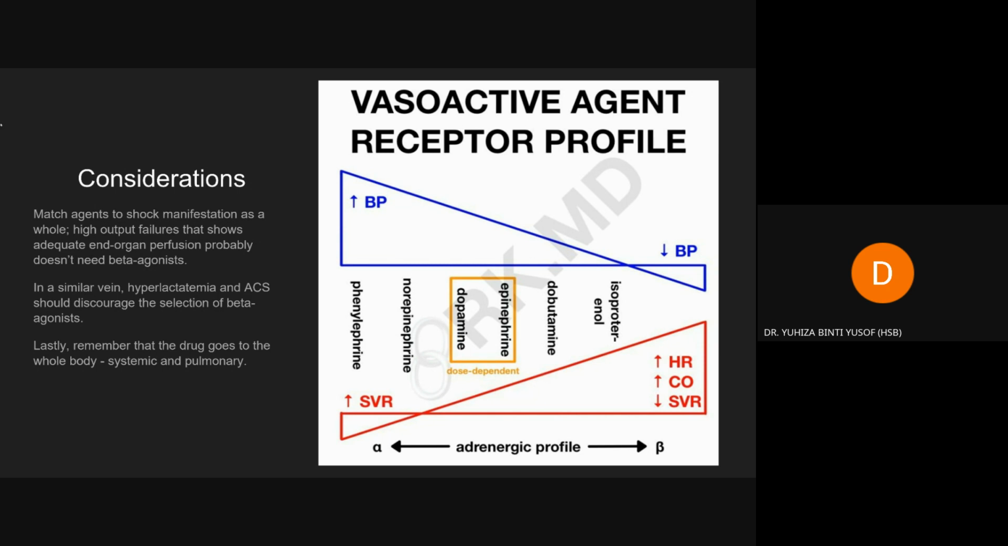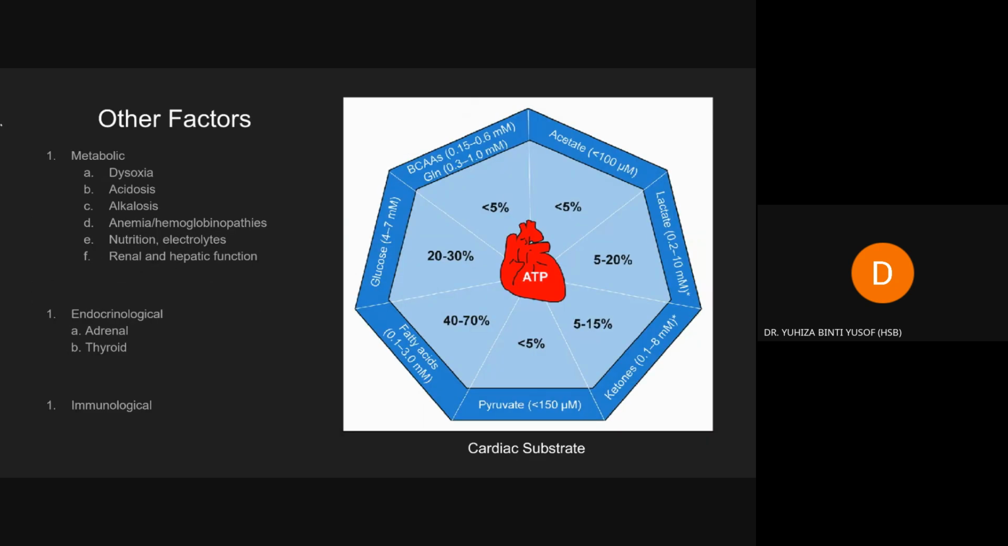Another thing you need to remember is that when you give enteral or parenteral medication, it doesn't just go to the systemic circuit, it also goes to the pulmonary circuit. Remember again the metabolic control and the endocrinological and immunological adjustments that you need to consider in your patient, especially those who are stranded.